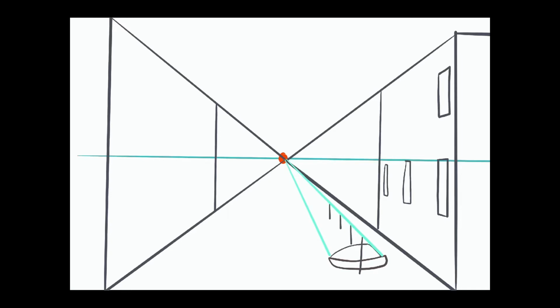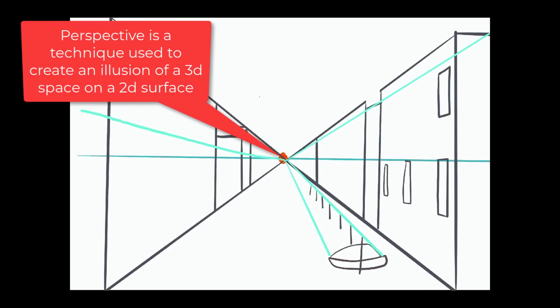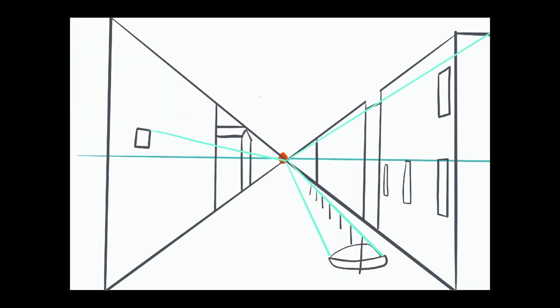So what perspective is, perspective is essentially a technique that's used to create this illusion of a 3D space on a 2D surface, right? So we're making something look like it's 3D, even though it's not. It's on a piece of paper, right? But again, it's that illusion of a 3D space on that 2D surface. Now, it's basically our objects appearing to vanish into the distance, right?